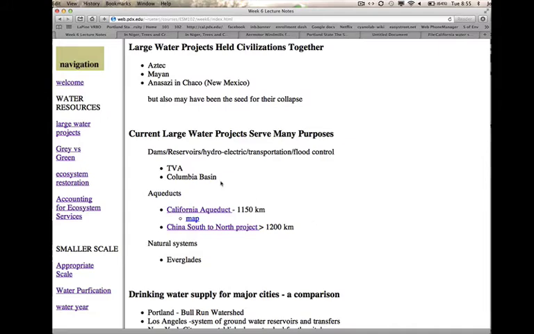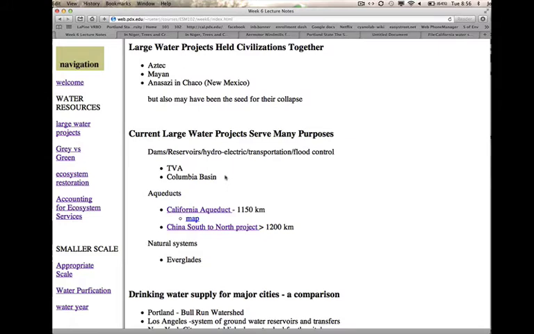These are huge projects that cover many states, and they are run by the federal government and represent a main contribution to the electrification and industrialization of these parts of the United States that they serve.